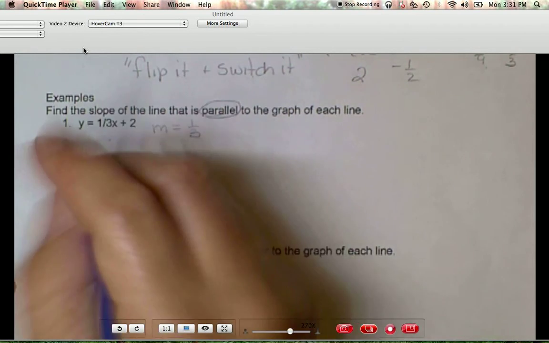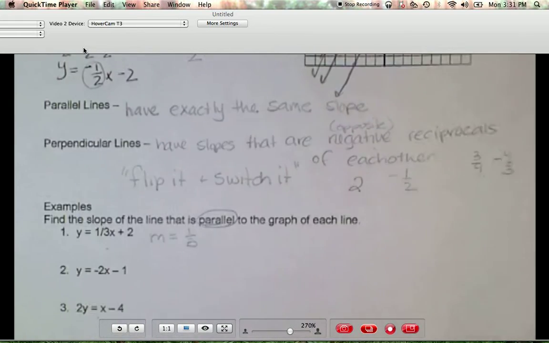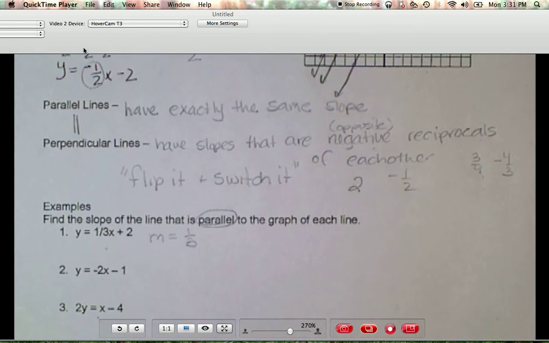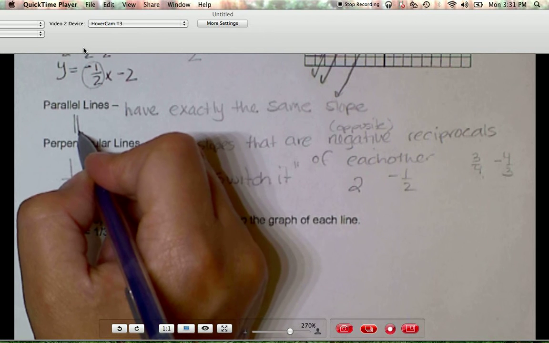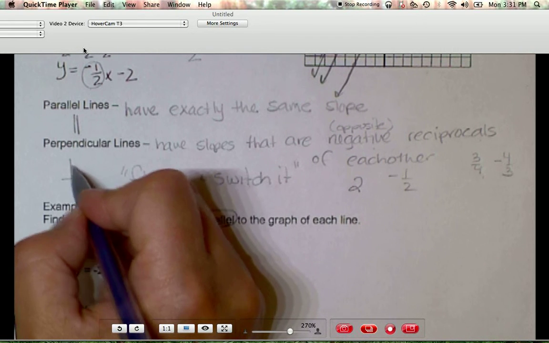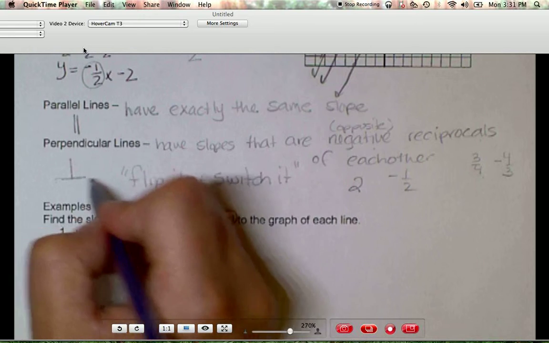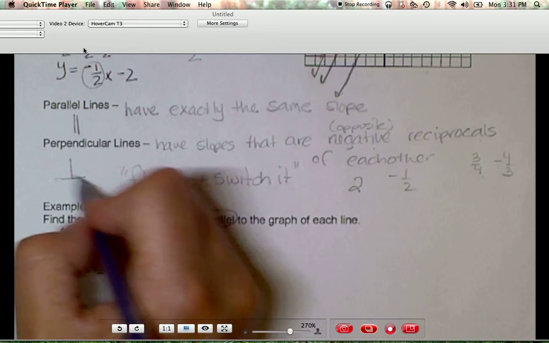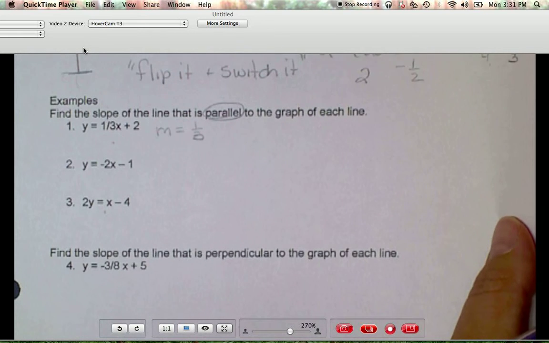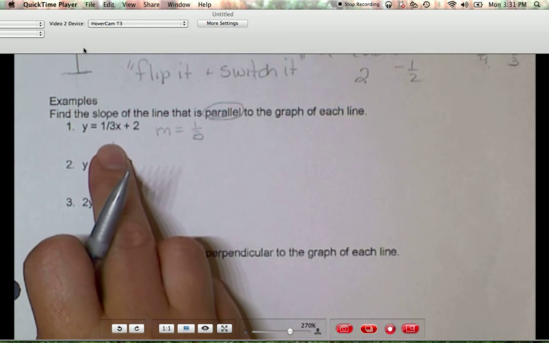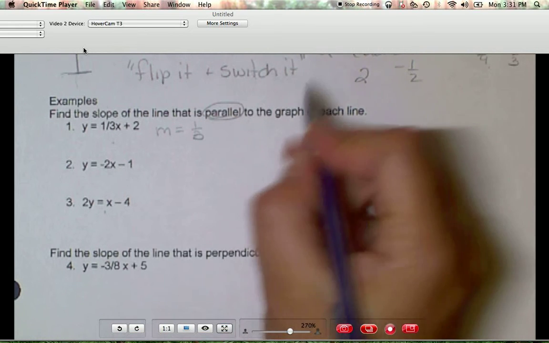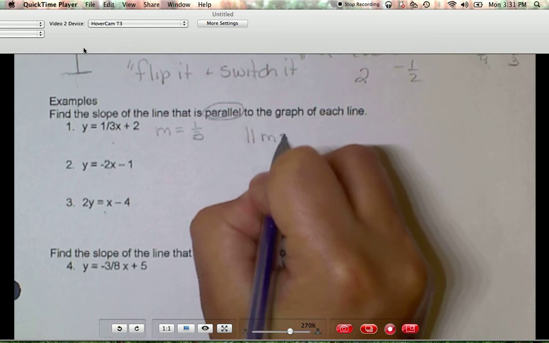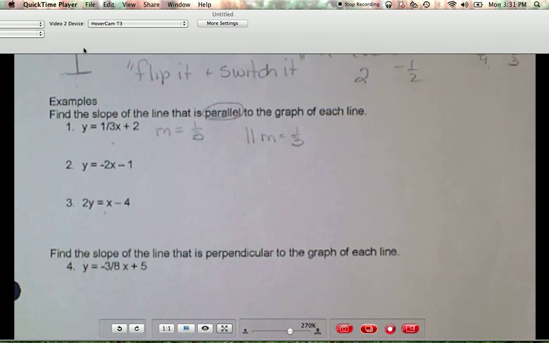Now parallel has a symbol. Parallel symbol looks like this. All right, and the perpendicular symbol, so the parallel is a miniature set of parallel lines. Perpendicular, they're perpendicular lines, but they don't intersect all the way or look like a plus sign. So it's like an upside down T. So if the slope of this line is 1/3, the slope of its parallel line has to be exactly the same. So the parallel slope is also 1/3.